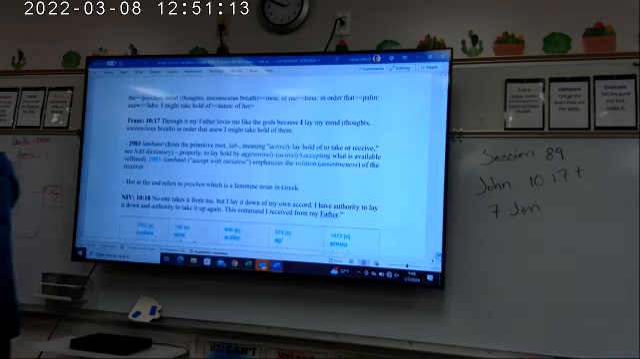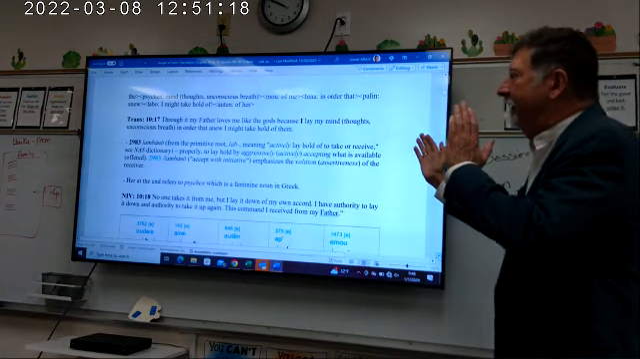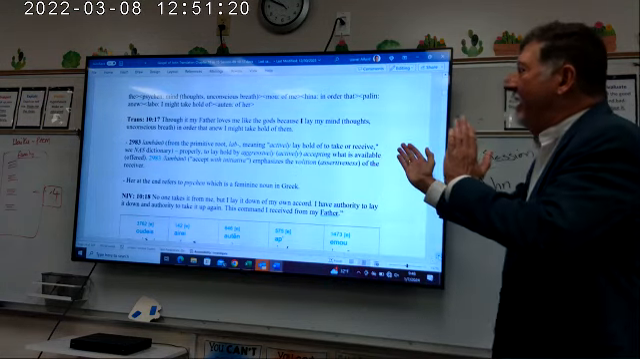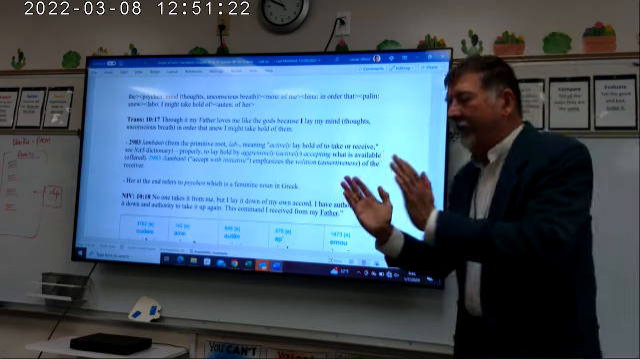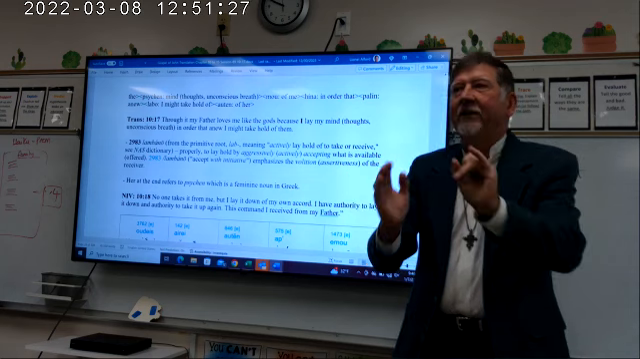So here's the translation. And as I said, it takes this and puts it in a normal English word order. Greek does not do that. In English we do subject, object, predicate.